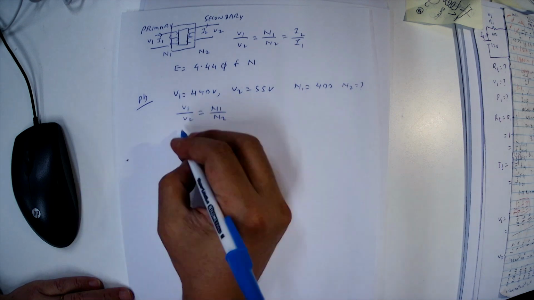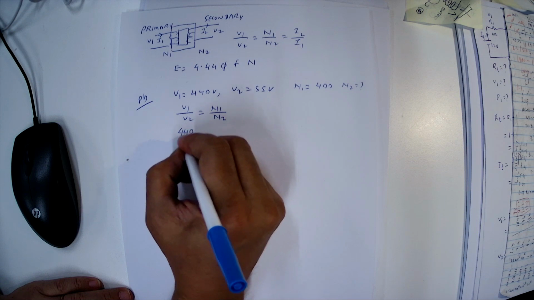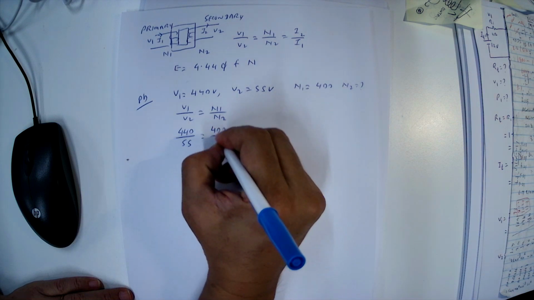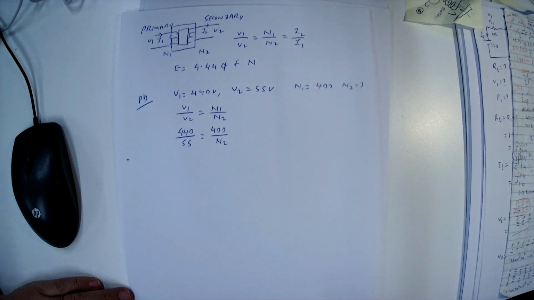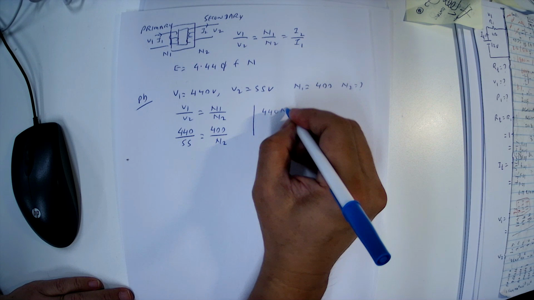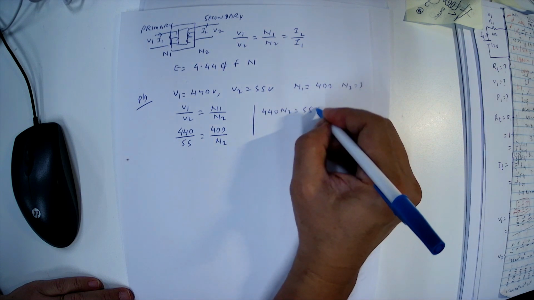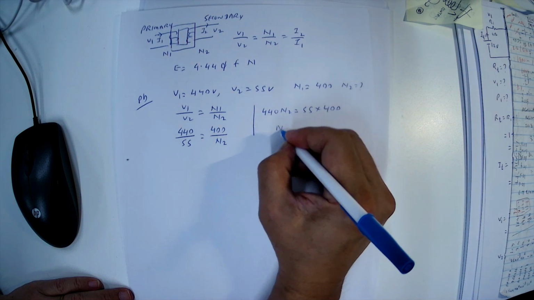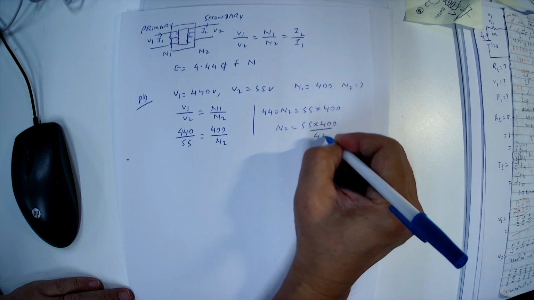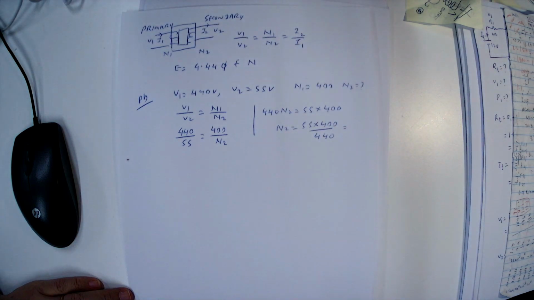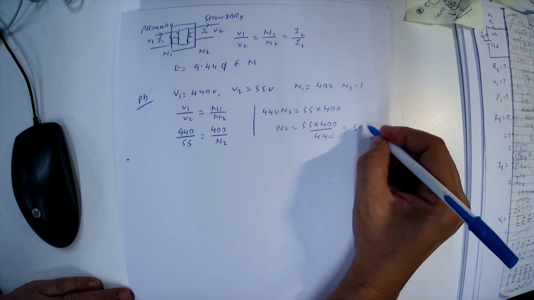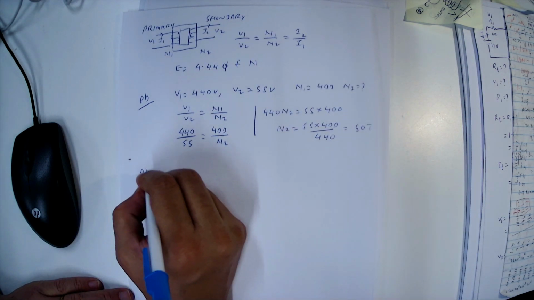So we substitute primary voltage 440, secondary voltage 55, primary number of turns 400, and we need to find the secondary number of turns N2. Then 440 N2 equal to 55 multiplied by 400. Therefore N2 equal to 55 multiplied by 400 divided by 440. So from here, the secondary number of turns is 50 turns.